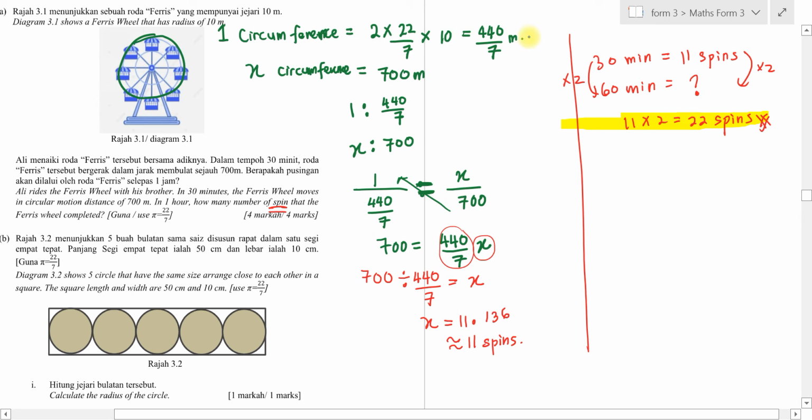So you don't panic when you don't try to simplify the answer. That will be where the problem is. So I just maintain 440 over 7. You're still able to solve them. Don't worry.